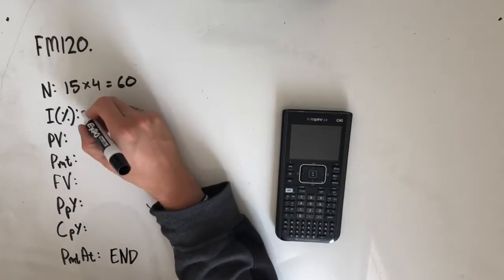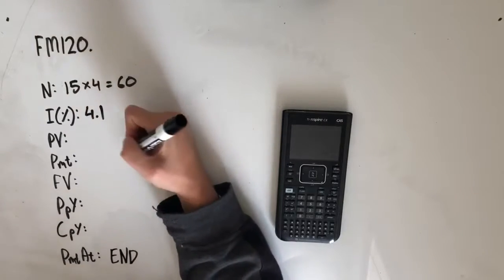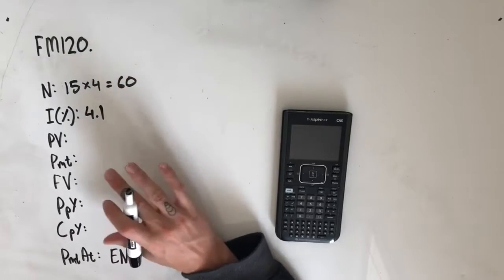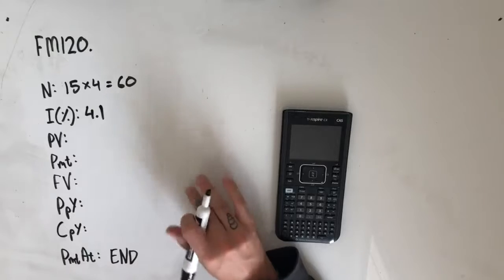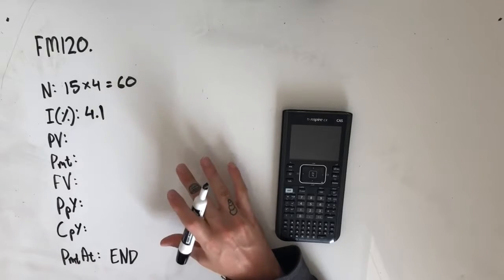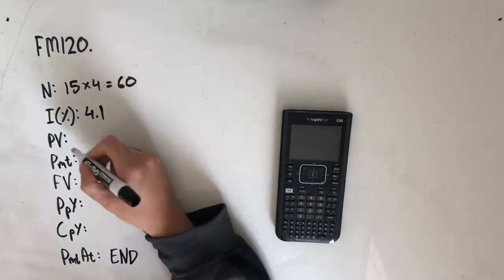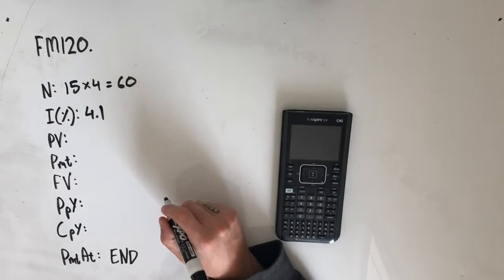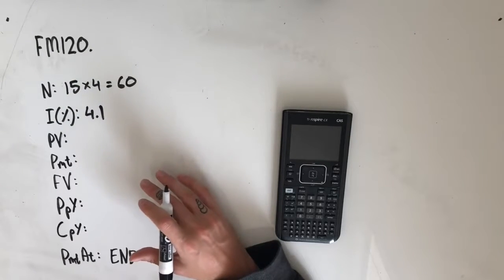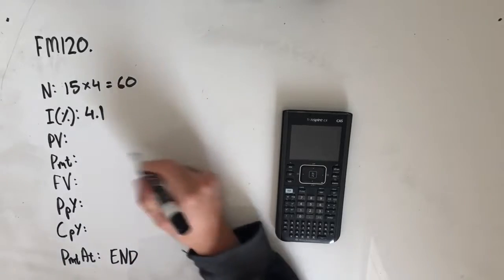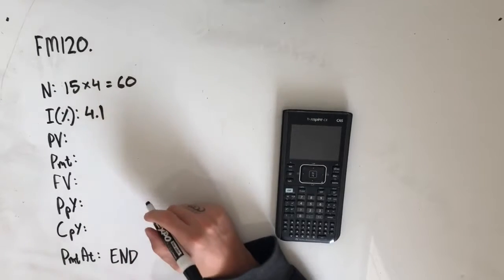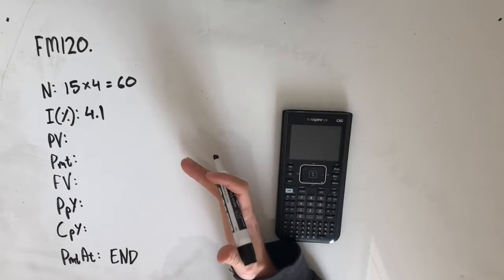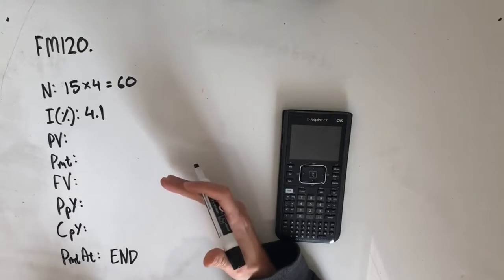Our percentage here is going to be the 4.1% mentioned in the question. Present value. Now, this is the part that a lot of students find tricky until they start to get more familiar with how Finance Solver works, and that's whether this is going to be a positive value or a negative value. Now, the easiest way to think of the positive and negative when it comes to Finance Solver is, does this person have the money, or does this person not have that money?